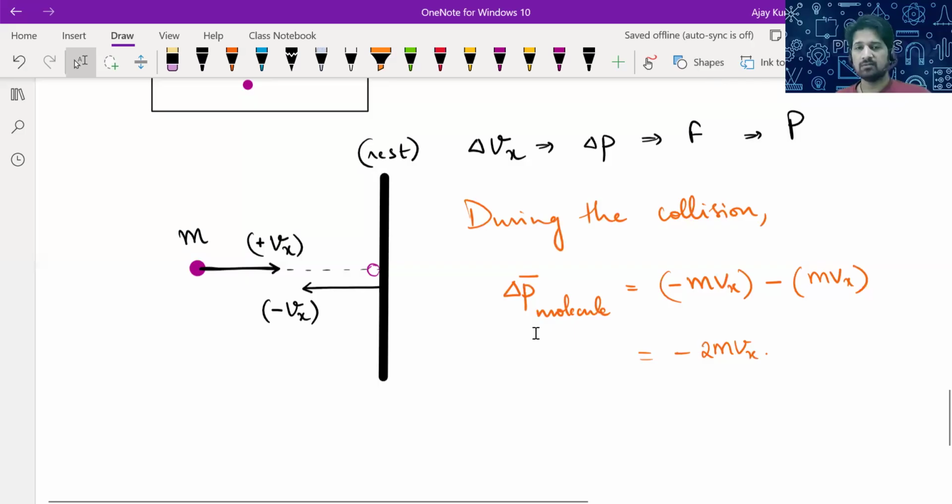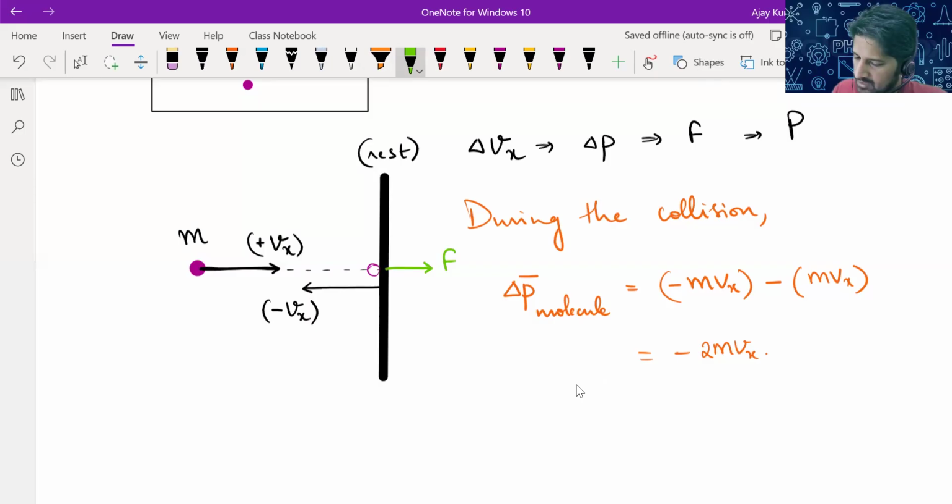For change in momentum, a force is needed. Now, what force caused this change in momentum? The normal force exerted by the wall of the container. So, on this gas molecule, a force would have acted to the left. On the wall of the container, a force would have acted to the right.